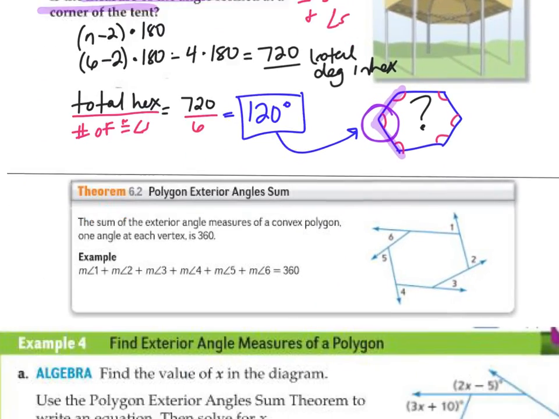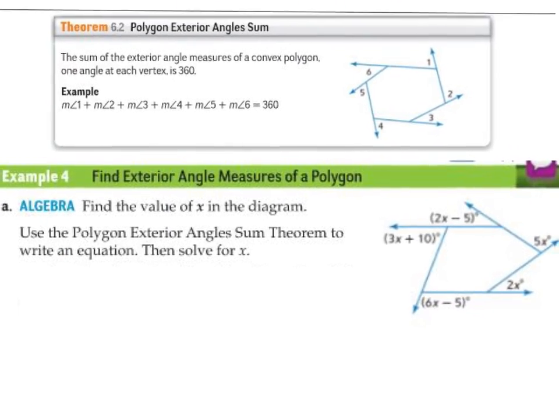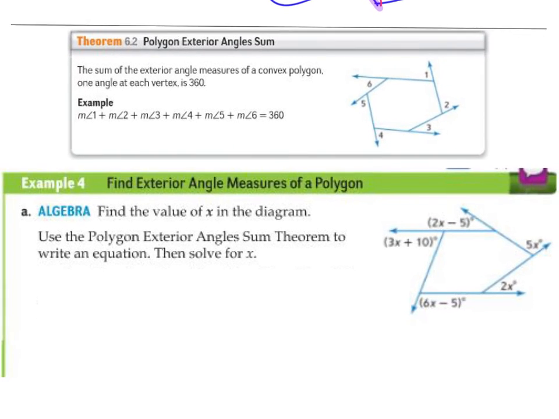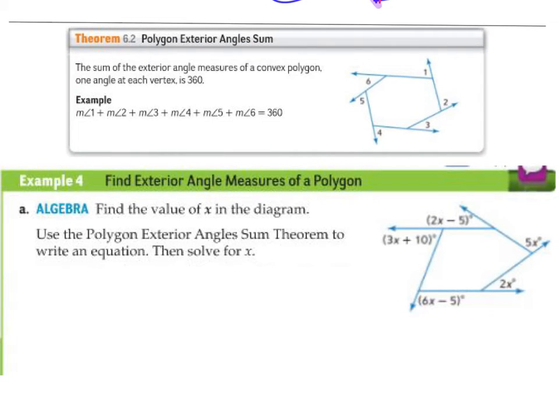And then last but not least, the polygon exterior angles sum theorem. So with interior angles, it depends on how many sides you have. Exterior angles, doesn't matter how many sides you have. You are always going to have 360 degrees. Okay, so with your exterior angle measurements, it's always going to be 360. So in this last example, find the value of x. We're going to look at our theorem and say, okay, all of these added together have to equal 360.